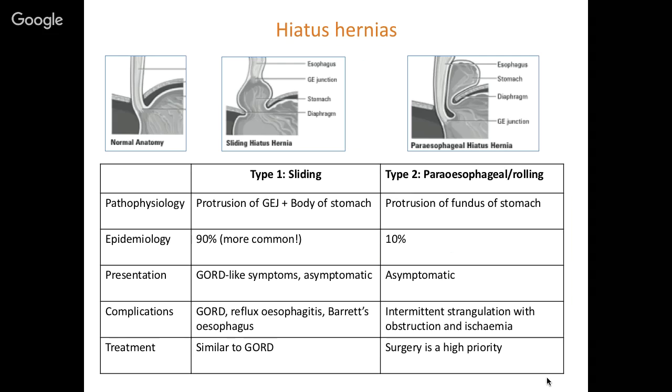With a rolling one, surgery is a much higher priority. They pretty much poke the fundus of the stomach back down through the esophageal hiatus. They might consider also doing a Nissen fundoplication. And they also make the hiatus a bit narrower by using some mesh, otherwise it will just come back up again. Yeah, so they're the two different types of hiatus hernias.